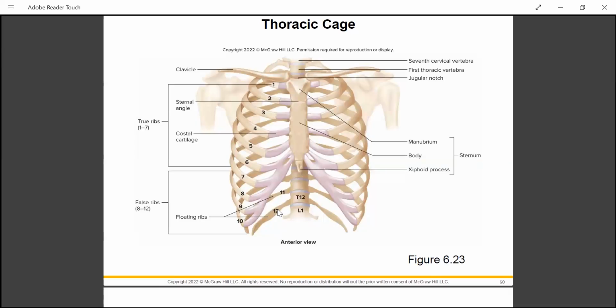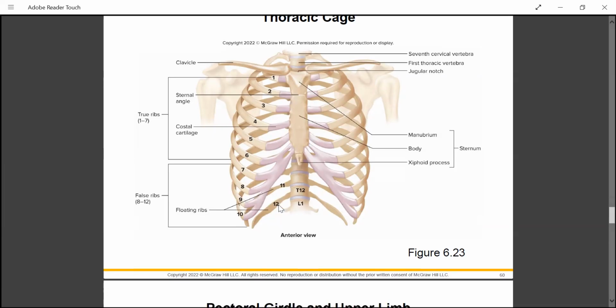So you'll notice we have 12 pairs of ribs and we have 12 thoracic vertebrae. Each pair of ribs runs and attaches posteriorly at the thoracic vertebrae and then anteriorly at the sternum, save for our exception of our false and floating ribs.